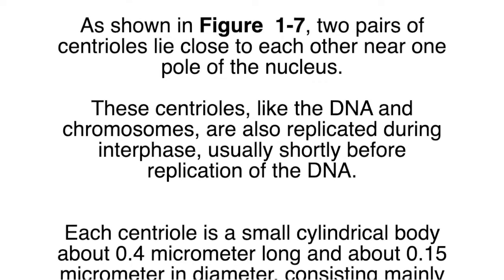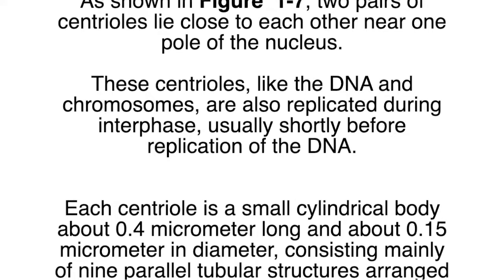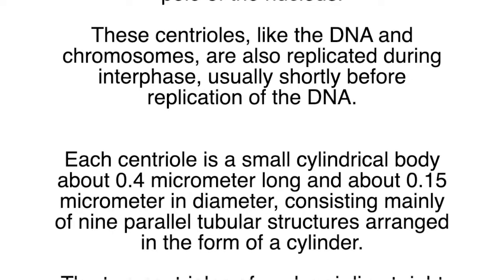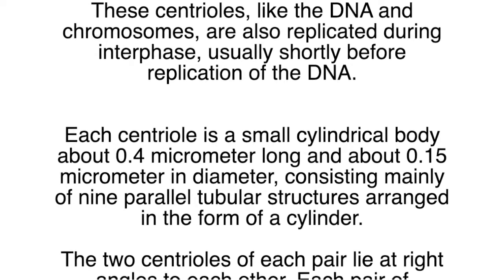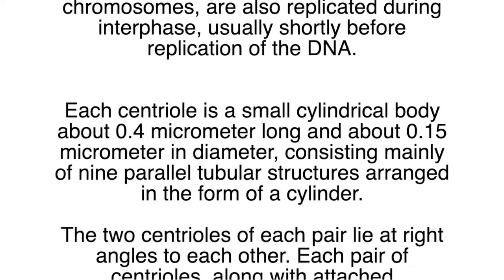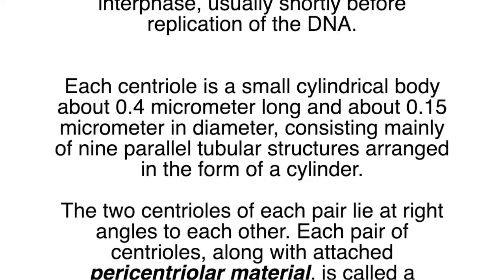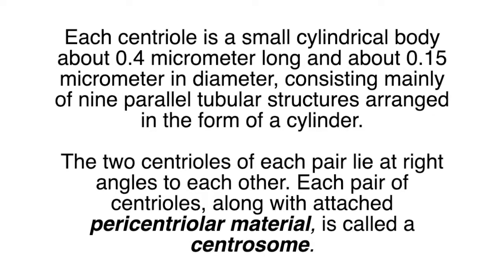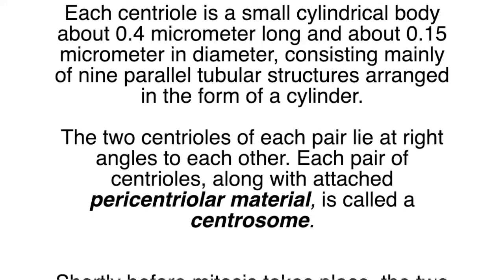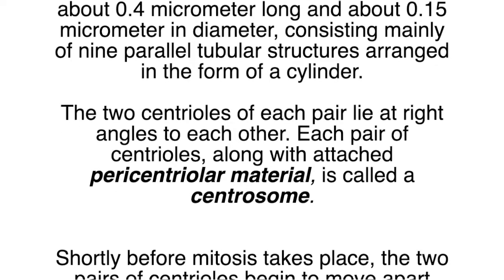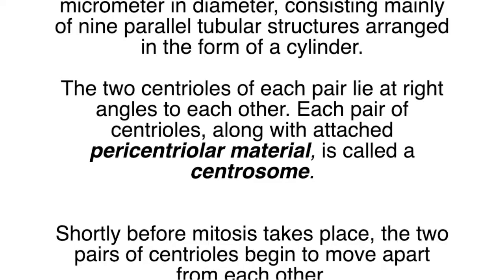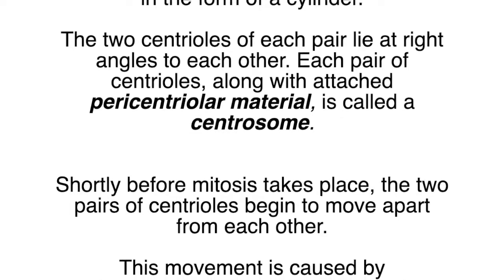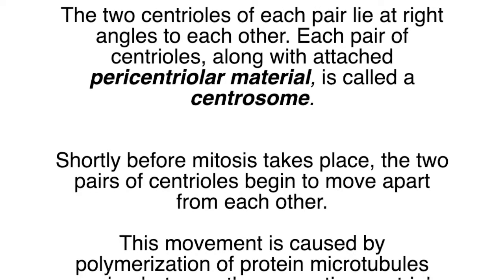Each centriole is a small cylindrical body about 0.4 micrometer long and about 0.15 micrometer in diameter, consisting mainly of 9 parallel tubular structures arranged in the form of a cylinder. Two centrioles of each pair lie at right angles to each other. Each pair of centrioles, along with attached pericentriolar material, is called a centrosome.